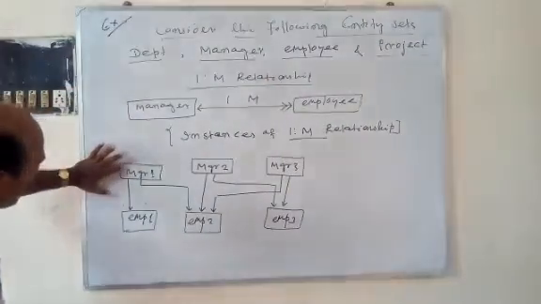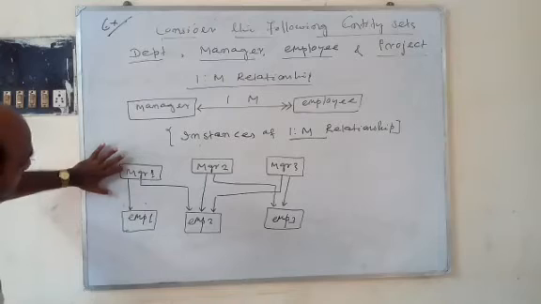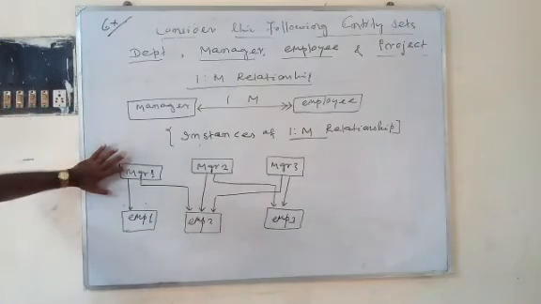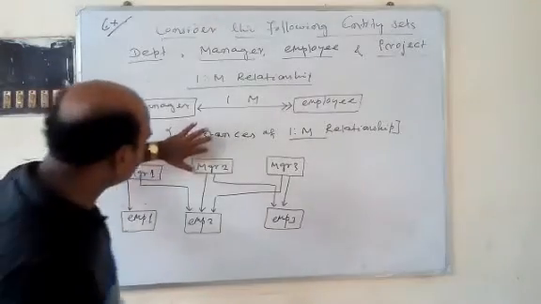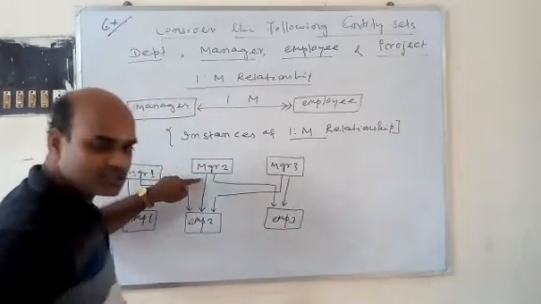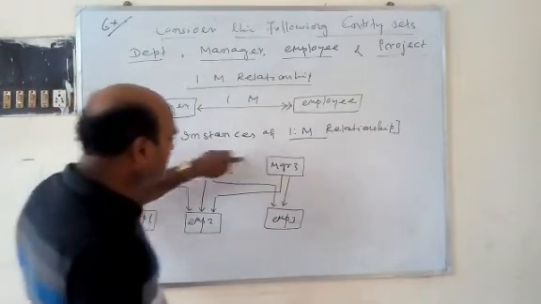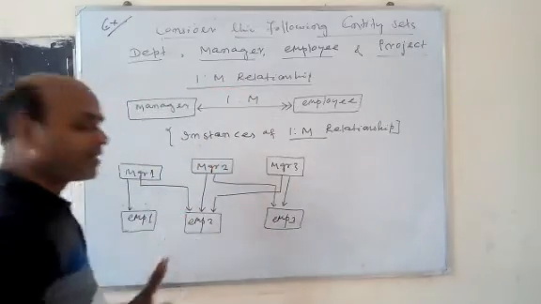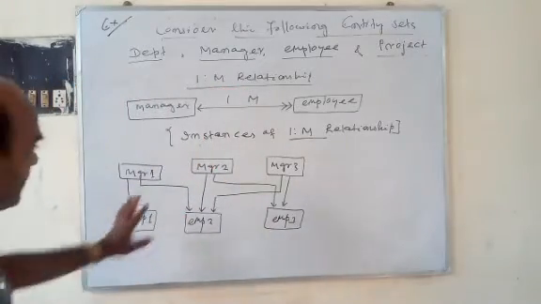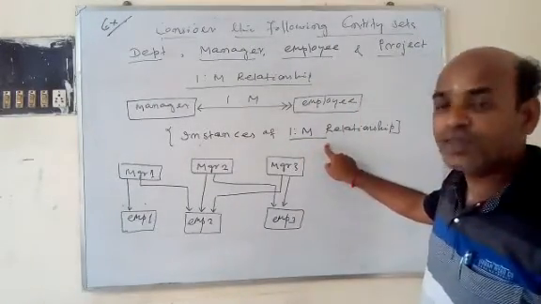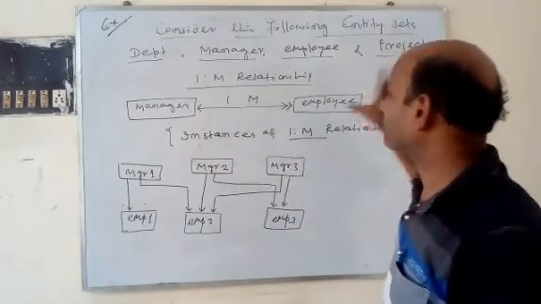In this diagram, manager 1 supervises or manages employee 1 and employee 2. Similarly, manager 2 manages employee 2 and employee 3 for these instances. And manager 3 manages employee 3 and employee 2 for these instances. That means this relation is a one-to-many relationship between manager and employees.